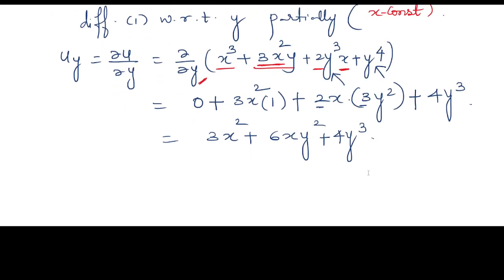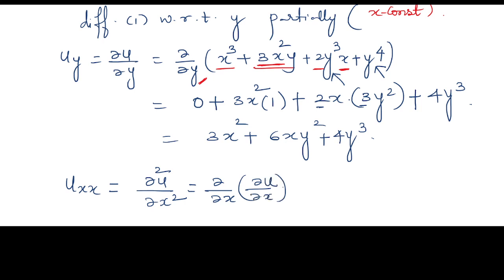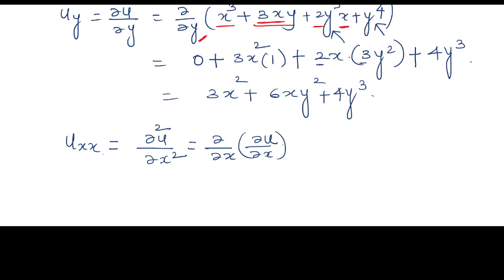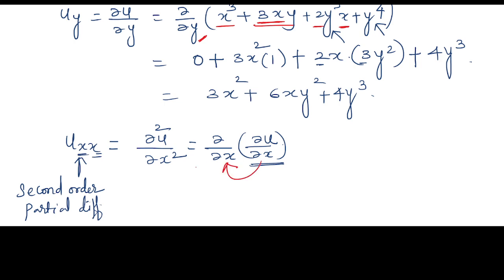Now next partial derivative is uxx, that is dabba square u by dabba x square, or in a simplified form, dabba by dabba x of dabba by dabba x of u. So uxx is the notation of a higher order derivative, that is second order partial differentiation, and both are with respect to x. So first we have to differentiate with respect to x, and again we have to differentiate with respect to x, so that is a double derivative.